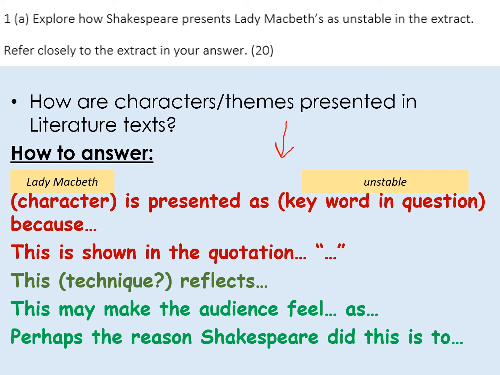Do try and hit that success criteria. Make sure you are obviously using quotes, mentioning some techniques, and writing in pretty good detail for this. But that is pretty much it for question 1A.